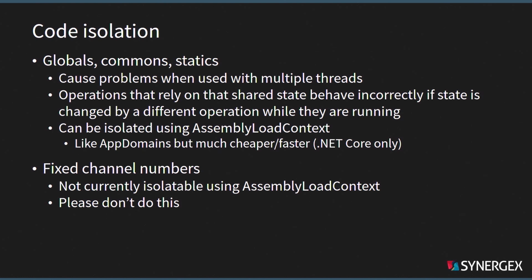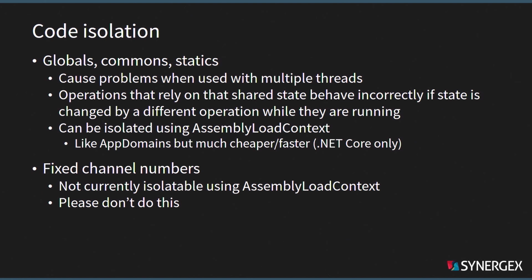So one of the parts that I talked about earlier was code isolation. So if you want to run in process, globals and commons and statics are dangerous because they're globals and commons and statics, right? Like if I have two requests come in and they both write to a global, bad stuff happens because which one wins? So they cause problems with multiple threads, and this web server environment that we're talking about is very multi-threaded, so they cause lots of problems. We isolate them in a couple of different ways.